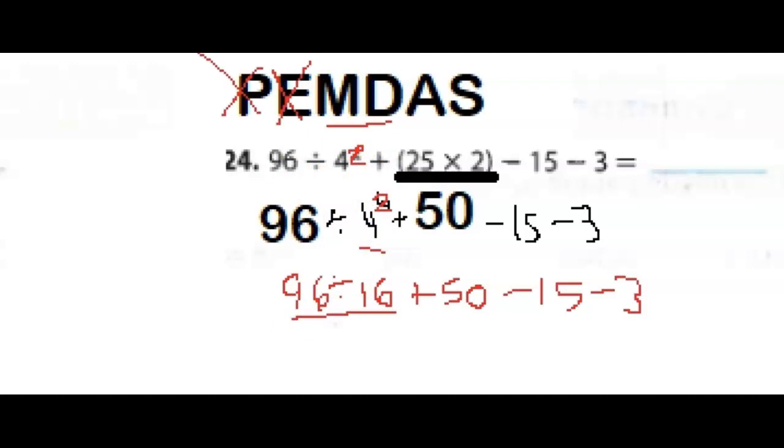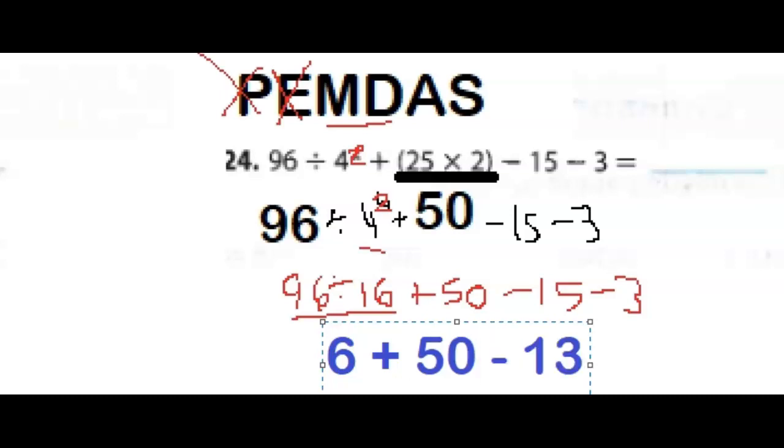96 divided by 16 is 6. And I actually didn't know that off the top of my head. I'm not going to lie, I cheated. I used a calculator to figure that one out. I'm going to write that down. So I have 6. And then write the rest of my equation out. So I have plus 50 minus 15.